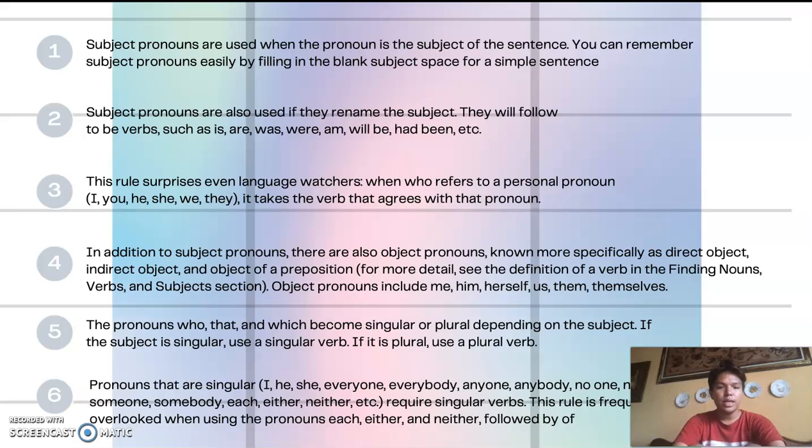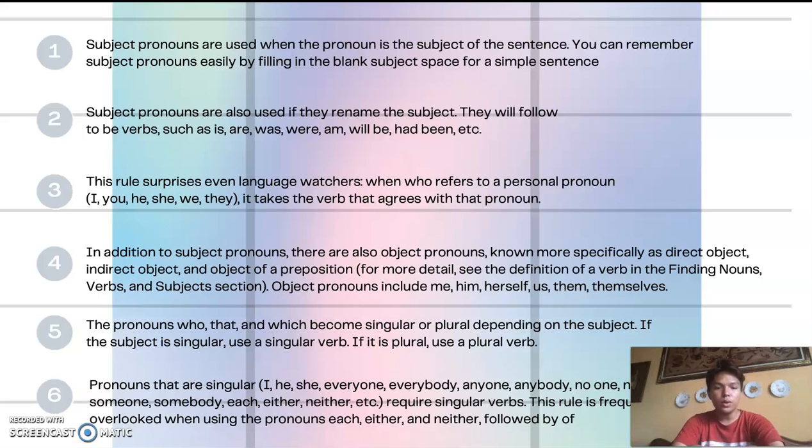This rule surprises even language watchers. When who refers to a personal pronoun, it takes the verb that agrees with that pronoun. In addition to subject pronouns, there are also object pronouns, known more specifically as direct object, indirect object, and object of a preposition. For more detail, see the definition of a verb in the defining nouns, verbs, and subject section. Object pronouns include me, him, her, us, them.